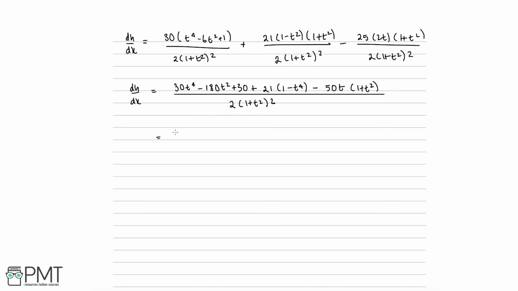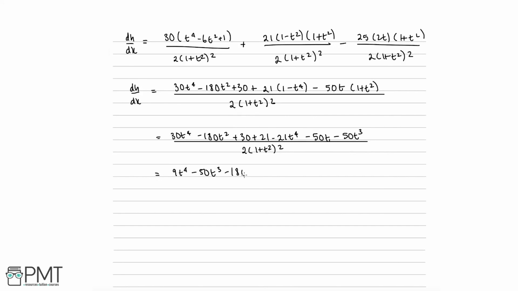And thus this will be equal to 30t to the power 4 minus 180t squared plus 30 plus 21 minus 21t to the power 4 minus 50t minus 50t to the power 3, all over 2 multiplied by 1 plus t squared all squared. And you can actually group up all of the terms over here to give you 9t to the power 4 minus 50t cubed minus 180t squared minus 50t plus 51, all over 2 multiplied by 1 plus t squared all squared.